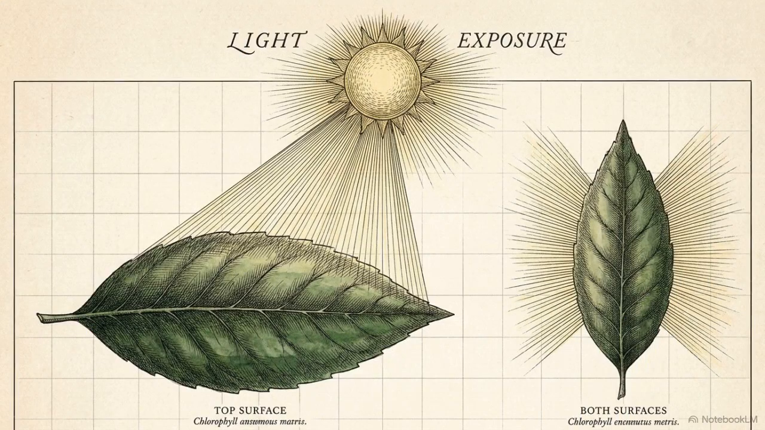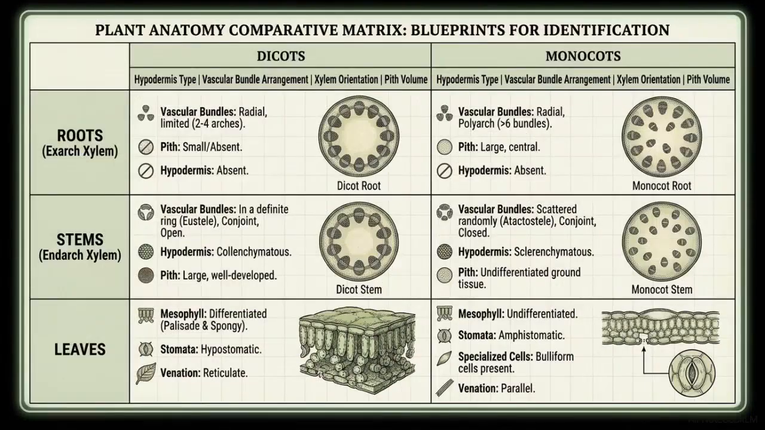The internal anatomy of a leaf is entirely a reaction to its physical orientation to the sun. To pull these rules together, this matrix categorizes the hypodermis, vascular bundle distribution, xylem orientation, and pith size across every major organ. This matrix consolidates the structural logic of the plant body into a single reference point for your exam prep. By understanding these blueprints, you can identify any plant structure through observation rather than memory.